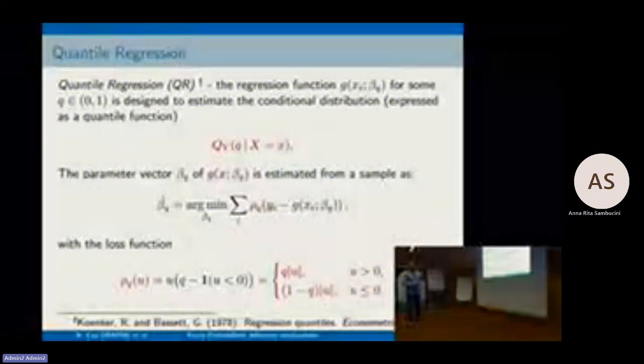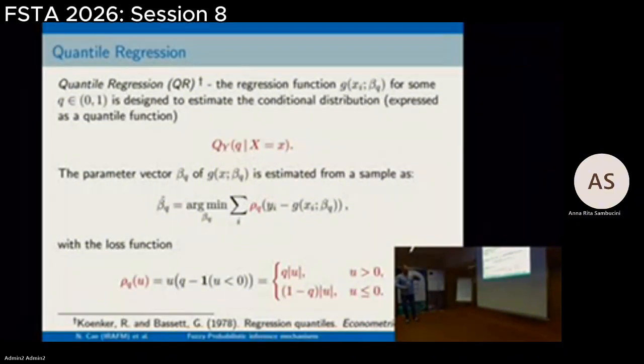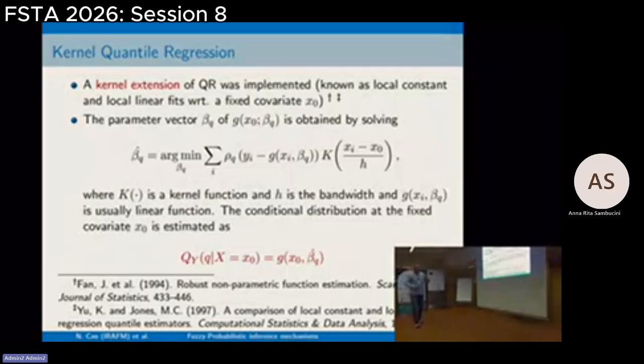It means that similarly to the standard regression, for quantile regression we can consider the function along the whole axis x to estimate, say, the layer of the conditional distribution for fixed q. For example, the median function.